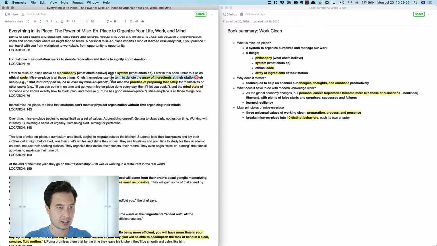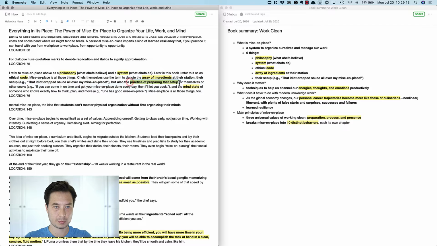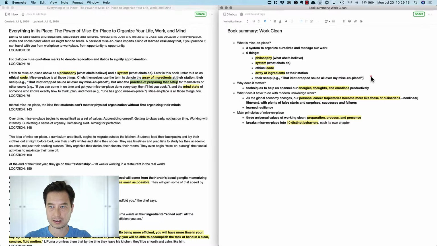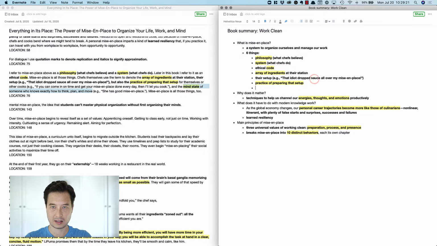It's their setup. It's the practice of preparing that setup. It's the mindset. Okay, this is actually 1, 2, 3, 4, 5, 6, 7.